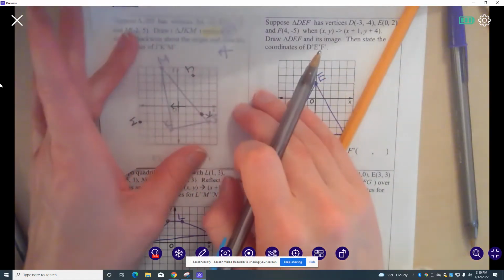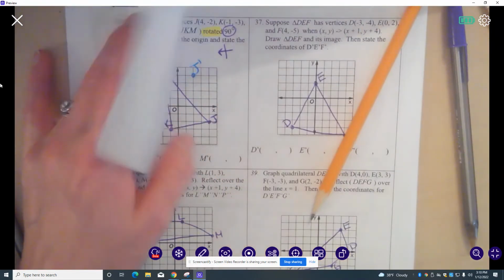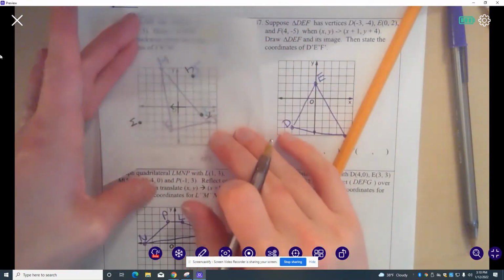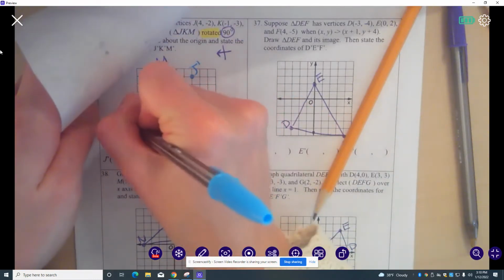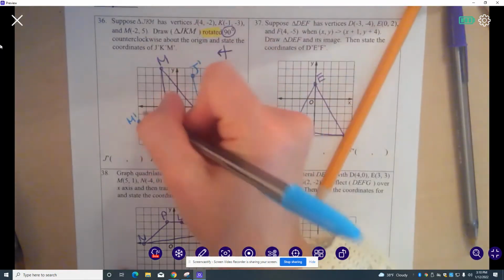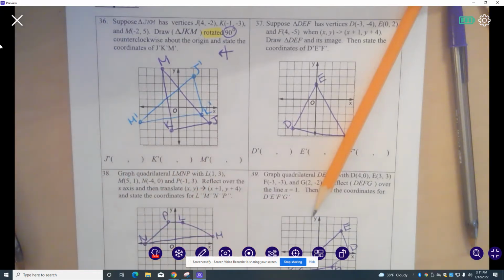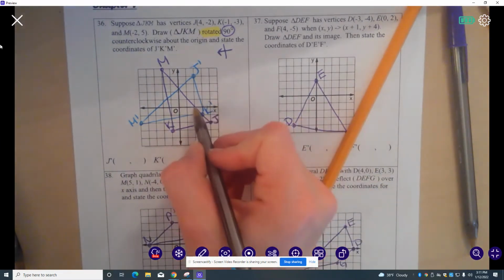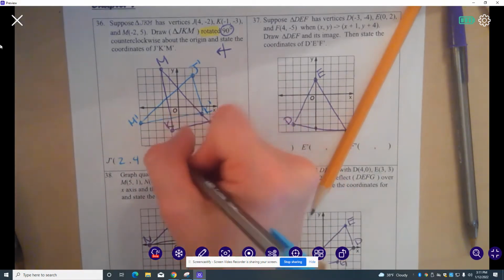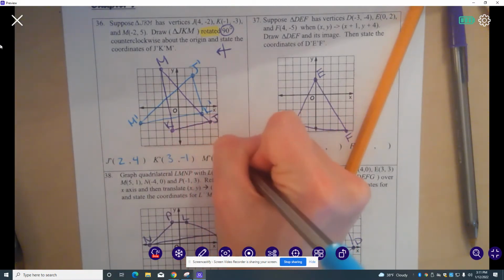Okay. So I've got J prime here, K prime here, and M prime here. Just don't forget, when we're done, they want us to list those new x and y coordinates. So J prime is at 2, 4. K prime is at 3, -1. And M prime is at -5, -2.